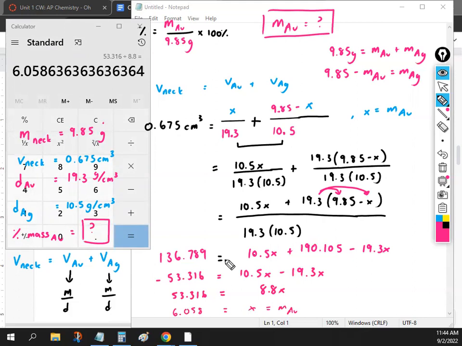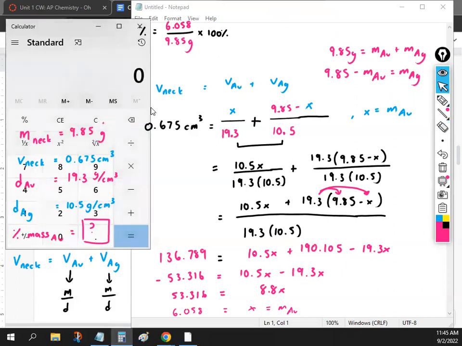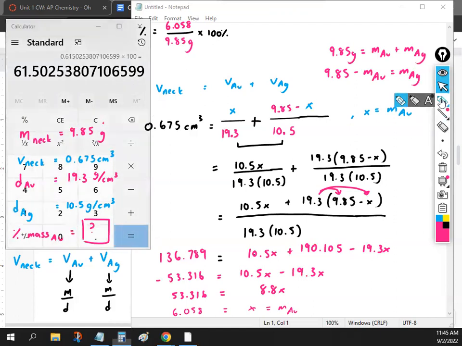Okay. So last but not least, since we have the mass of Au, we can plug it into our percentage formula. So finally, we can plug in 6.058 on the top, and then we can find the mass percent of gold. It's going to be 6.058 divided by 9.85, and then we can multiply that by 100, and that will give us our final answer. And now we're done, 61.503%. There you go. That's going to be our mass percent of gold.